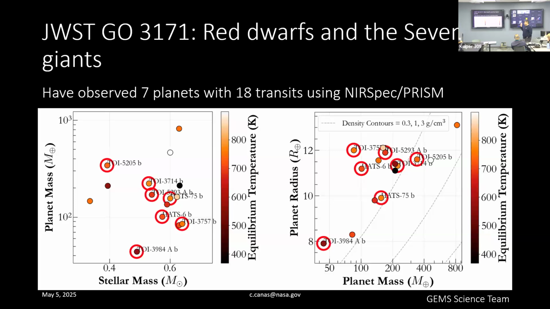And in that one, at least in the discovery paper, we were curious if there's tidal inflation going on, because its density is 0.28 grams per centimeter cubed. Everything else is larger than that. Hopefully that answers your question.